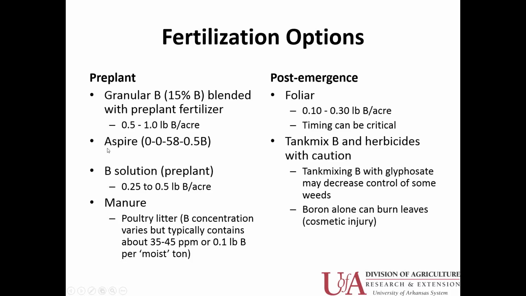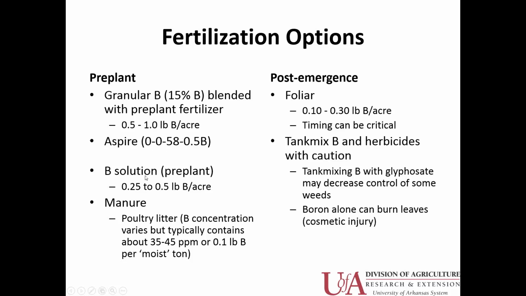One of the more recent developments, the Mosaic company has a product called Aspire. It's 58% K2O and 0.5% boron. I'll show you a slide of yield data on this in a minute, but it has been a fantastic product for us here in Arkansas, and I think it is something to look at.